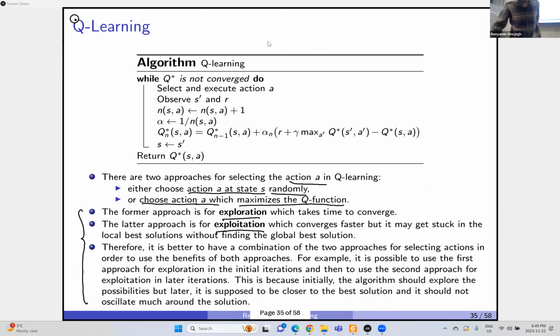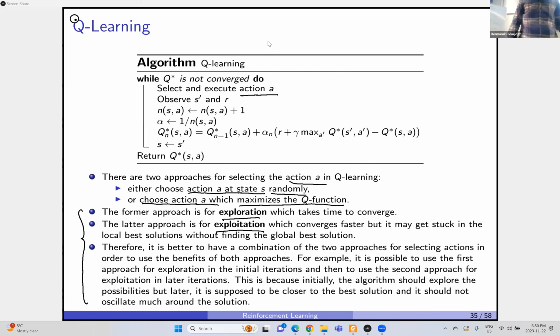Then I said, how do we find the action A for this Q learning? There are two concepts, exploration and exploitation. I said we can select the action A randomly, right? By doing that, I will explore whatever I can do in this state of the environment. Or I can find the best action in this iteration.